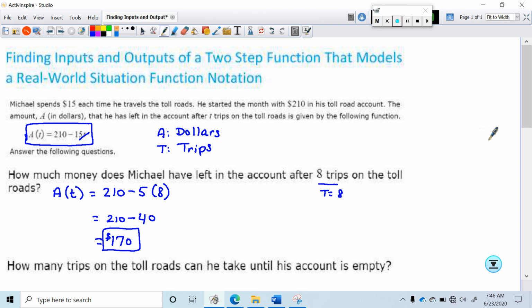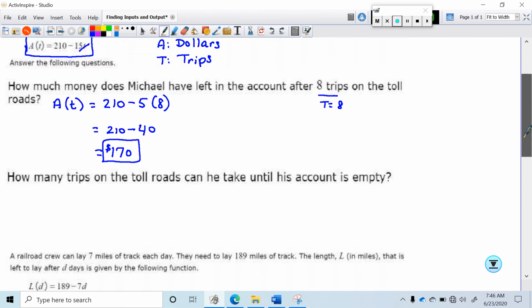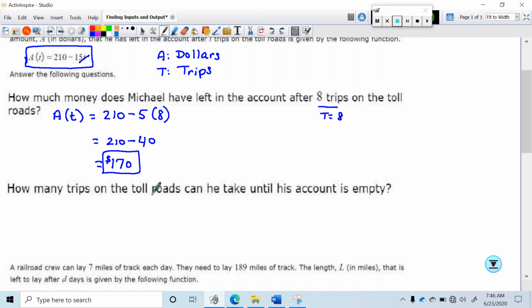The next one, we're going to use the same function. How many trips to toll roads can he take until his account is empty? Well, if his account is empty, that means the amount in dollars would be 0. So I'm going to take this original function, I'm going to make it a capital T so I don't think it's a plus sign later on, and the amount, I'm going to make it be 0. And I'm going to solve that.